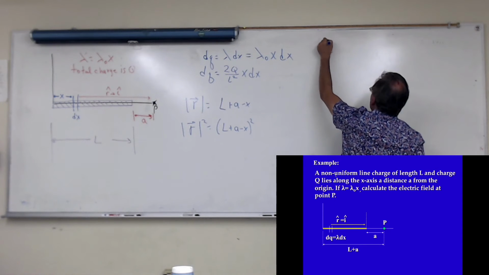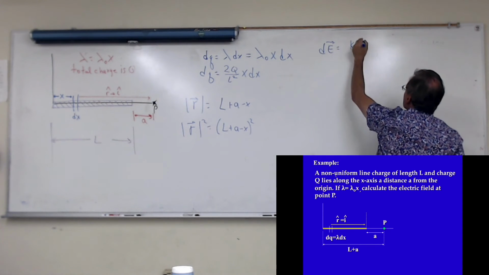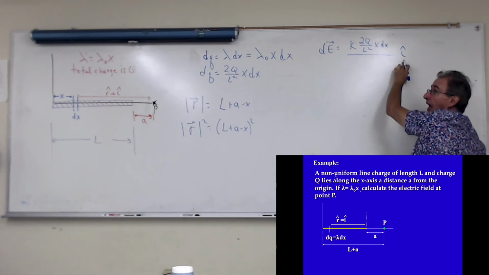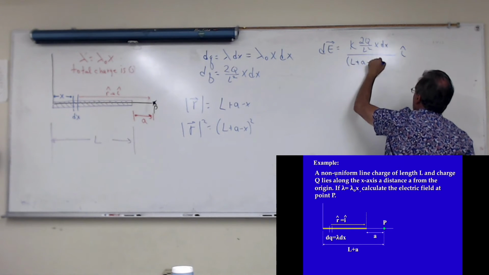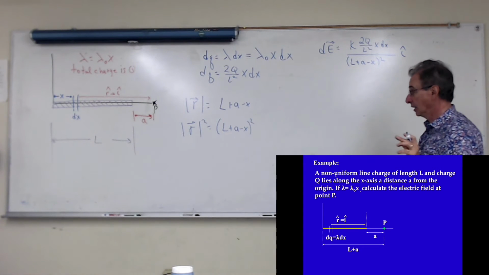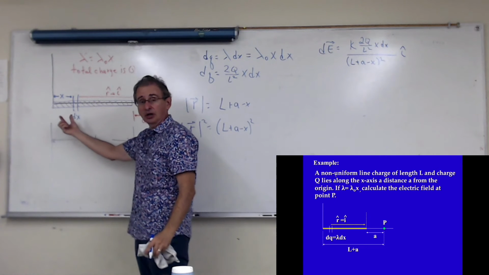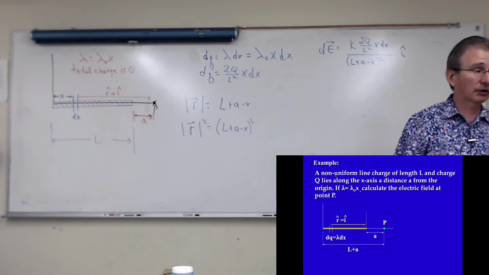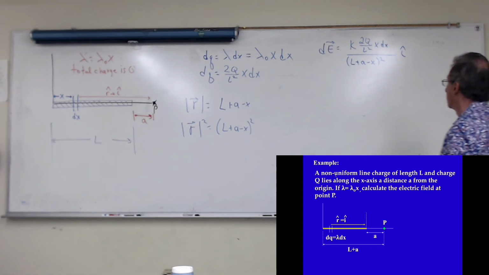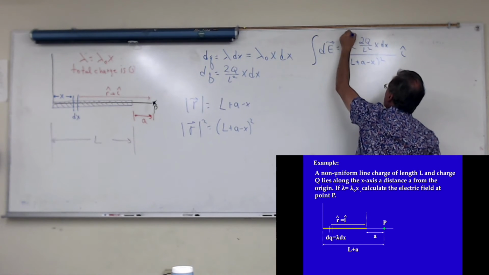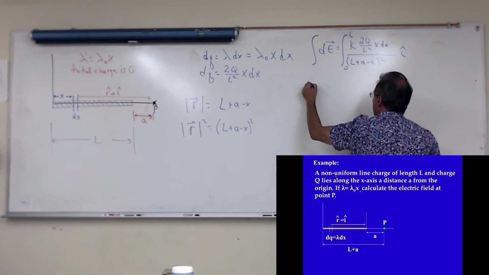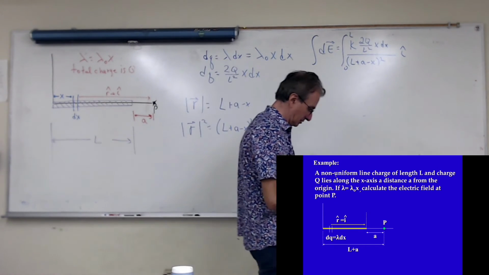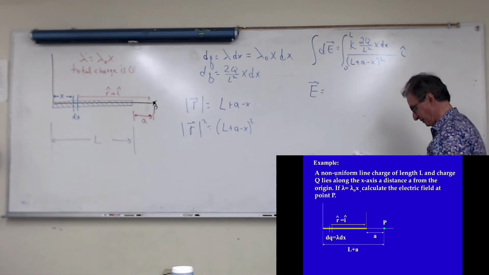My dE is going to be k dq, which is this, there's our r hat, and then our r squared. That's it. So that's the electric field due to an element of charge on this rod. If I want to find the total field, then I have to integrate over the whole rod. So let's integrate this over the length of the rod, and that'll give me the electric field. I'm not going to spend time evaluating the integral. You can do this one by parts for fun. I'm just going to give you the answer if you don't mind. And here's the answer.